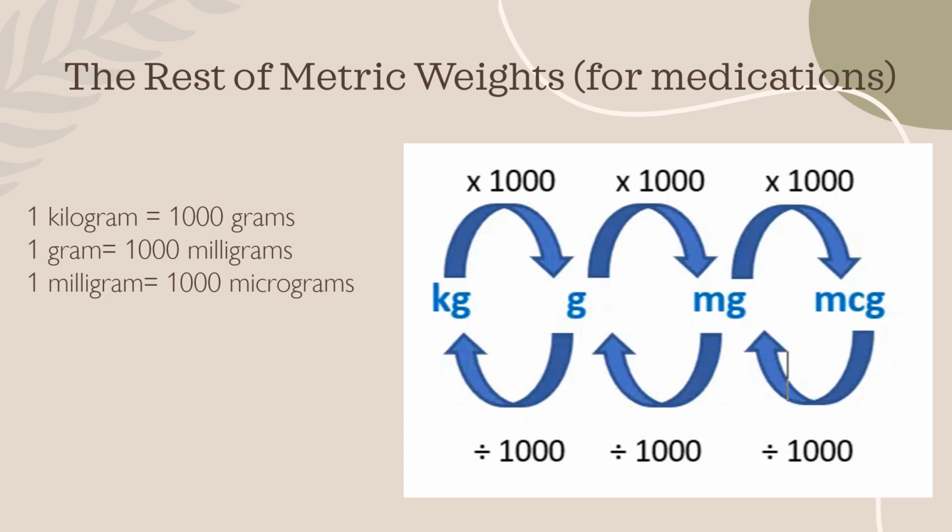The nice thing about the metric system is it's based on 1,000, with kilo being the biggest number we use to micrograms being the smallest number we use. The difference between each measurement is 1,000. So 1 kilogram is 1,000 grams. 1 gram is 1,000 milligrams. 1 milligram is 1,000 micrograms.